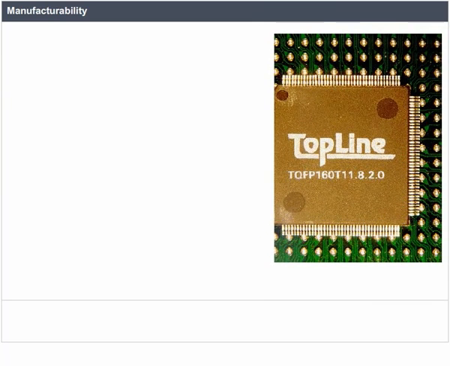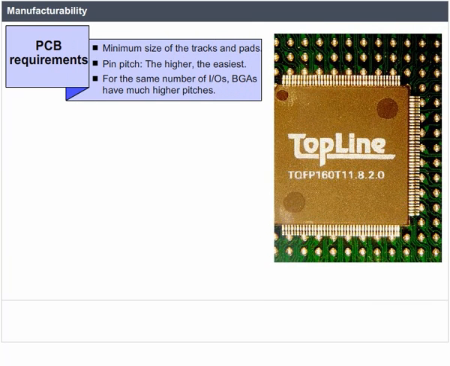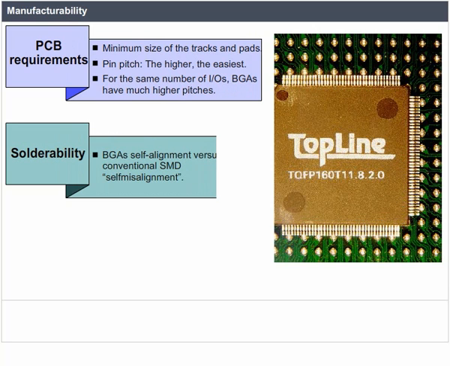Manufacturability. PCB requirements: minimum size of the tracks and paths. Pin pitch: the higher, the easier. For the same number of input-outputs, BGAs have much higher pitches. Solderability: BGA's self-alignment versus conventional SMD self-misalignment.